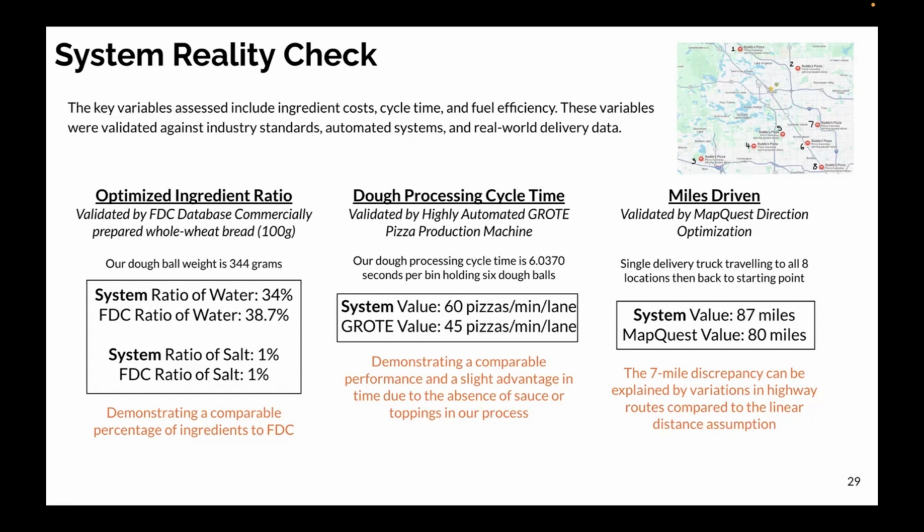On the right, MapQuest validated our miles driven. Our system traveled 87 miles across 8 locations. Compared to MapQuest's estimate of 80 miles, the 7-mile difference is likely due to the highway route variations versus the linear distance assumption for our system.